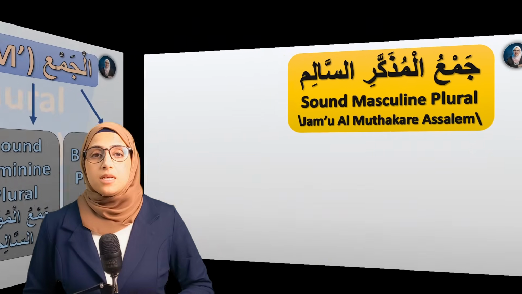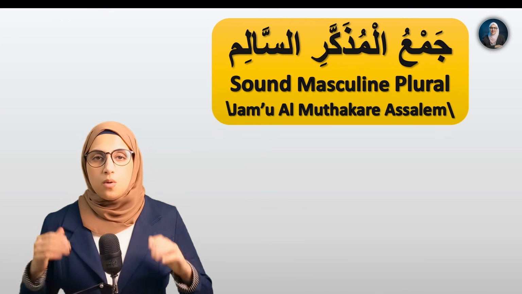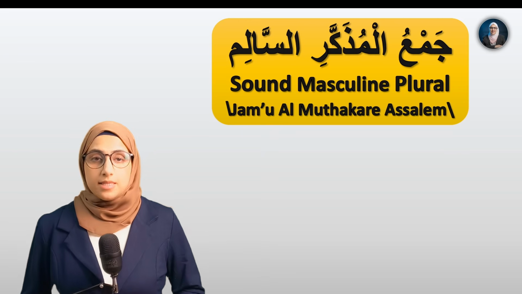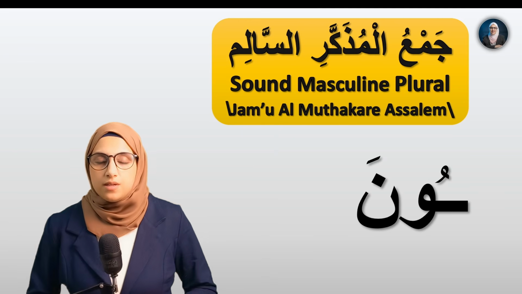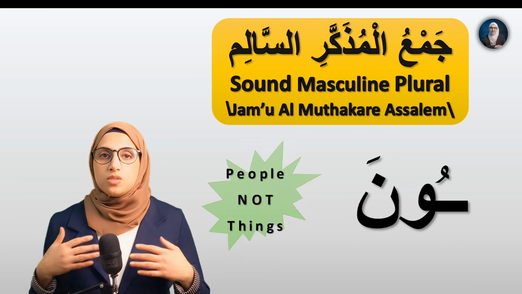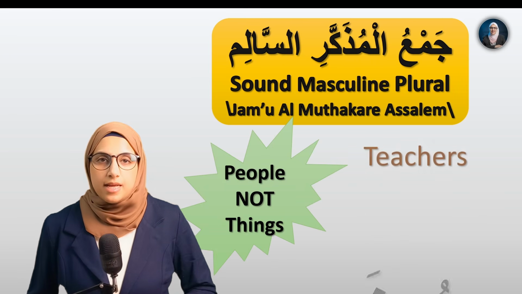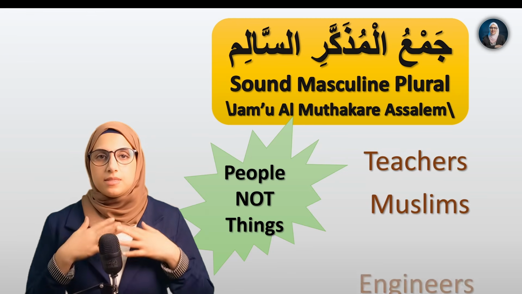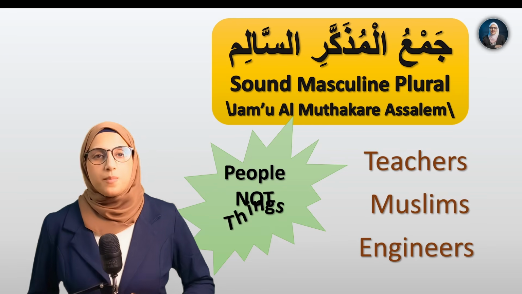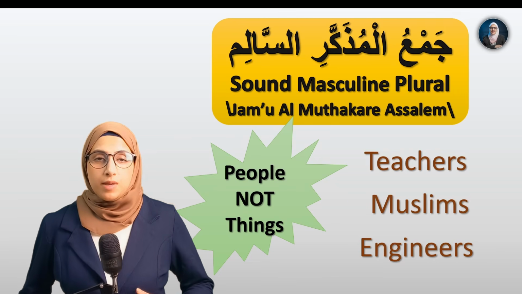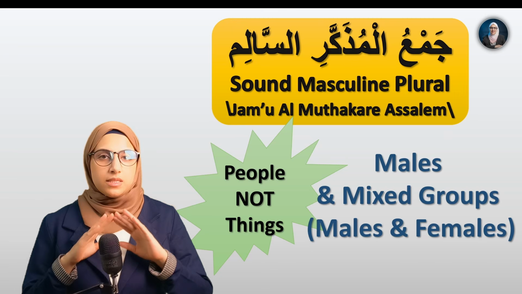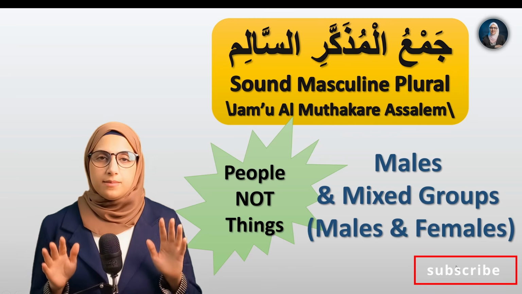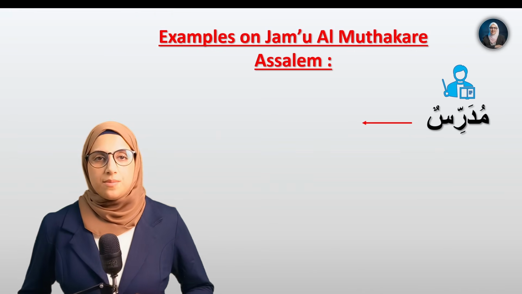The first type is جمع المذكر السالم, or the sound masculine plural. This type of jam' is shown by adding waw noon at the end of the noun. Use this suffix if you want to speak about people. If you want to say teachers, Muslims, engineers, many, but for people, not for objects. People here have to be males or a mixed group, males and females, but not only females. Only females comes in the second type of jam'. Let's change these words into jam'.